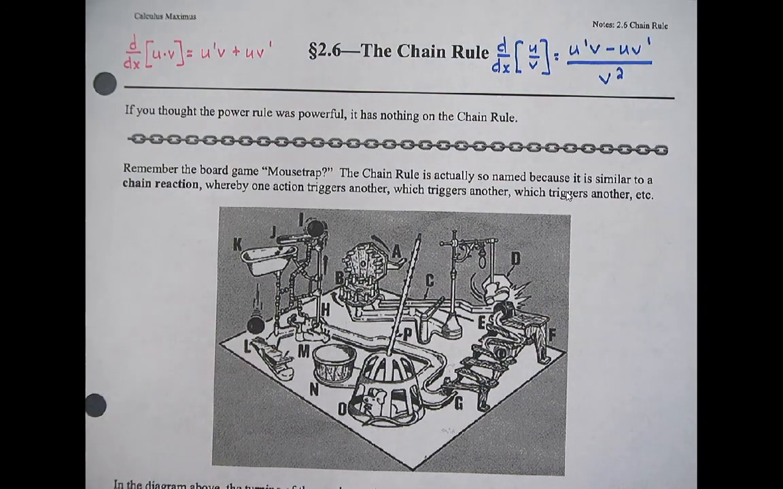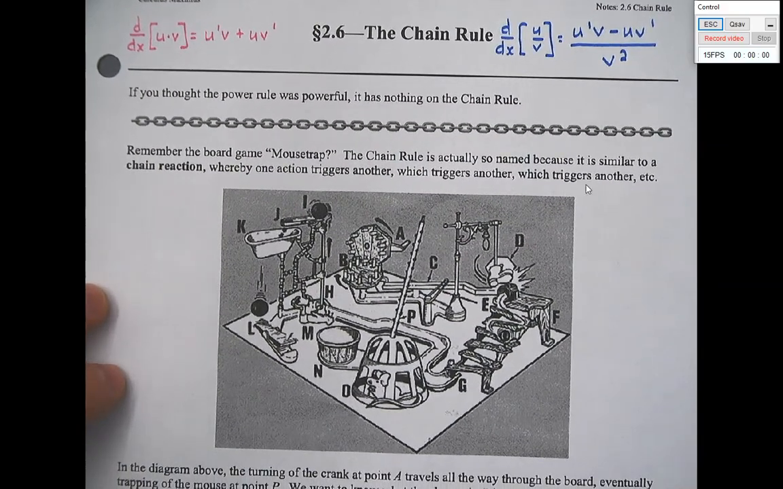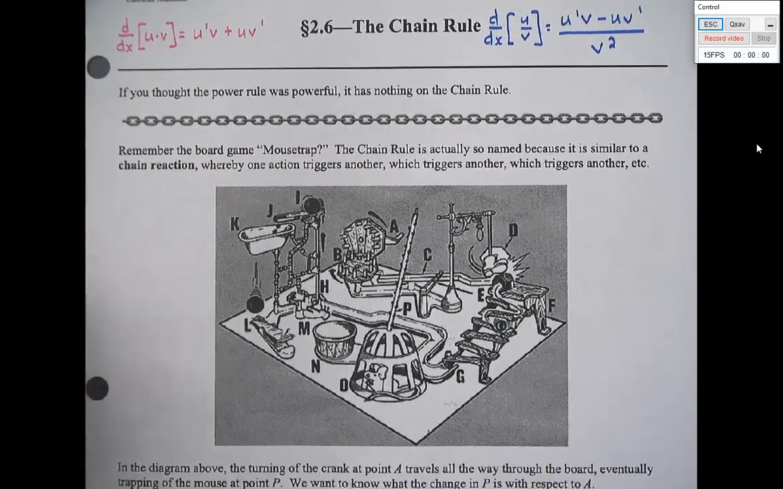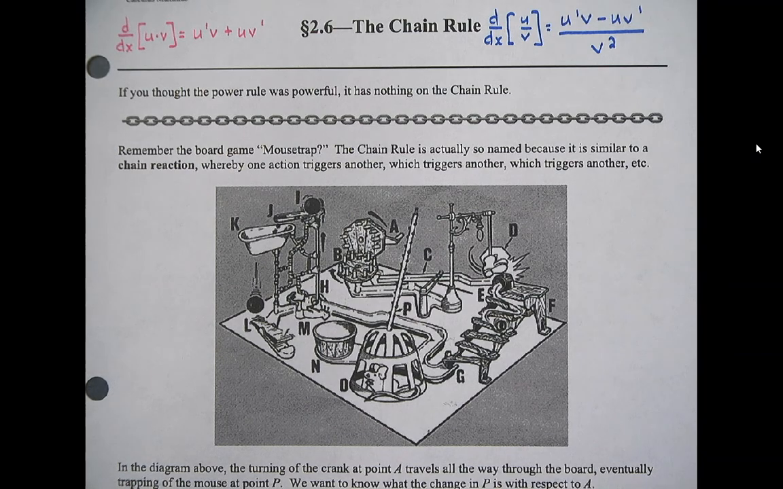So today we're looking at this thing called the chain rule. And the idea of the chain rule is that you've got these layers, and the derivatives get derived by the layer.